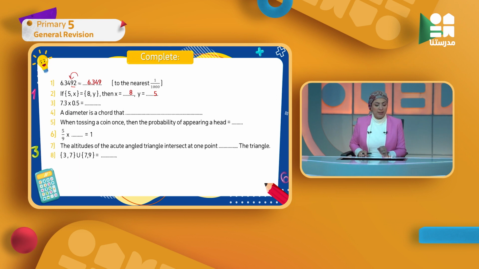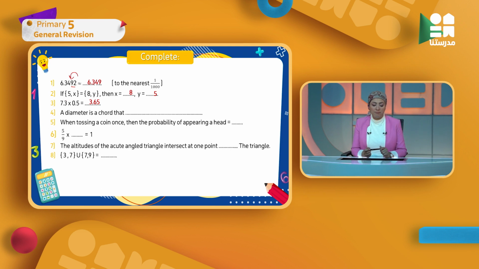Now question 3, 7.3 times 0.5. Of course I multiplied the 7 or the 73 times ال 5 وبعد ما بحصل على ال answer بتاعتي أنا بحط decimal point بعد 2 places from my right hand side. So it will be 365. Then I will put the decimal point after 2 decimal places from my right hand side. So the answer will be 3.65.